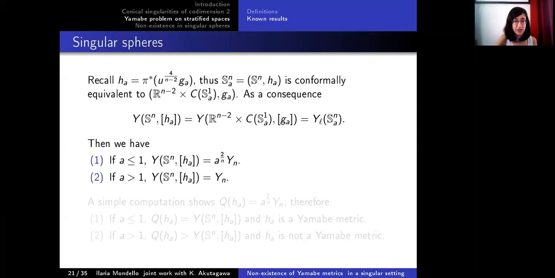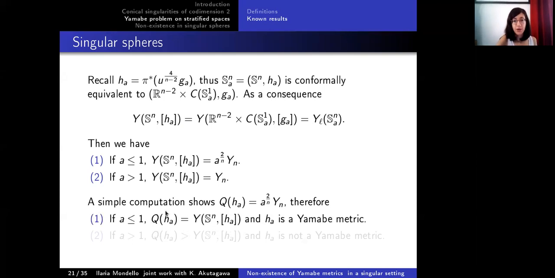Now, it is not difficult, it's just a very easy exercise to compute the Yamabe functional on S_a^n, okay? The scalar curvature of S_a^n is always n times n minus 1 on the regular set of the singular sphere, and then you can compute the volume, and you get that the Yamabe functional over S_a^n is just a to the power 2 over n times the Yamabe constant of the smooth sphere.